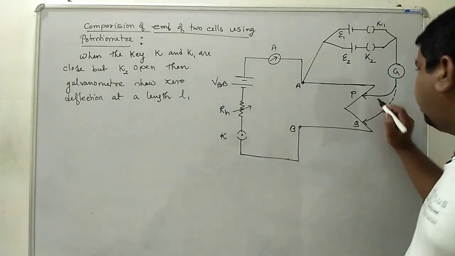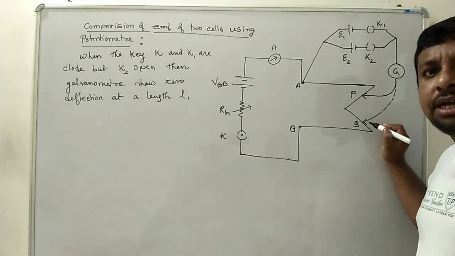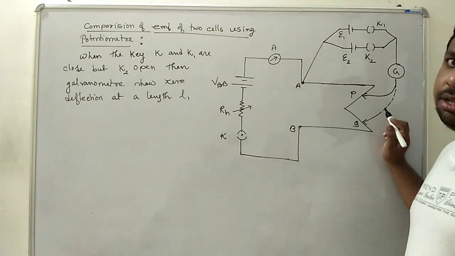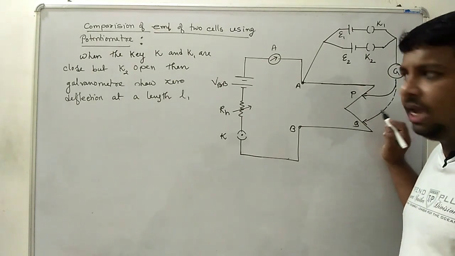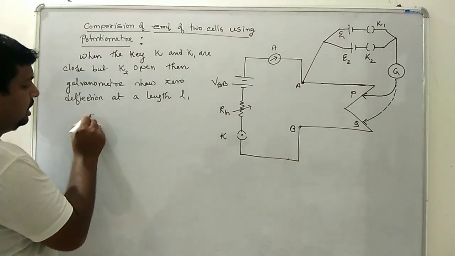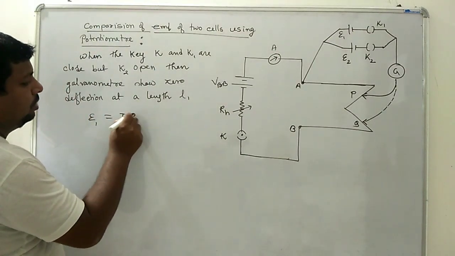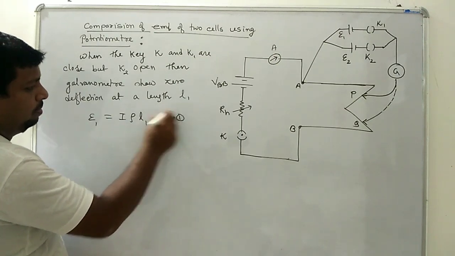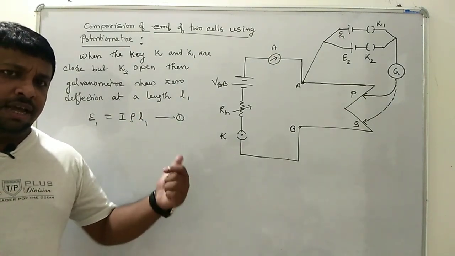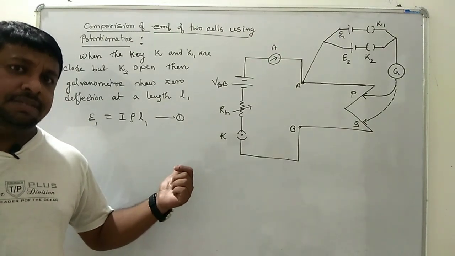The length between the two points P and Q is L1, otherwise L2. Since the bridge is balanced at length L1, we say that E1 equal to I rho L1. This is equation number 1. E1 equal to I rho L1. That means this is the EMF of the cell.